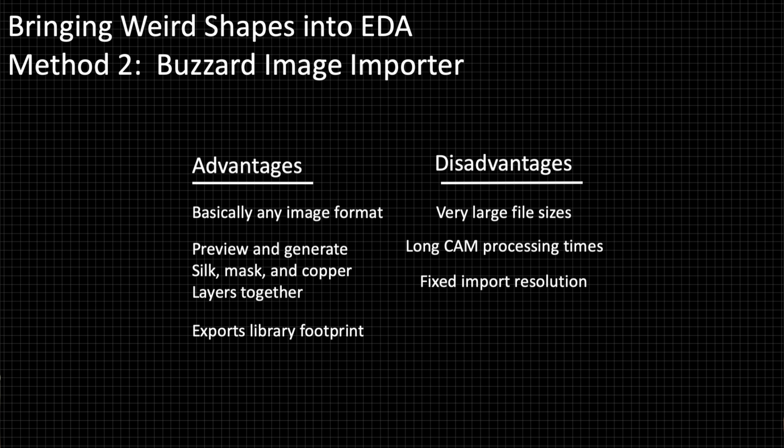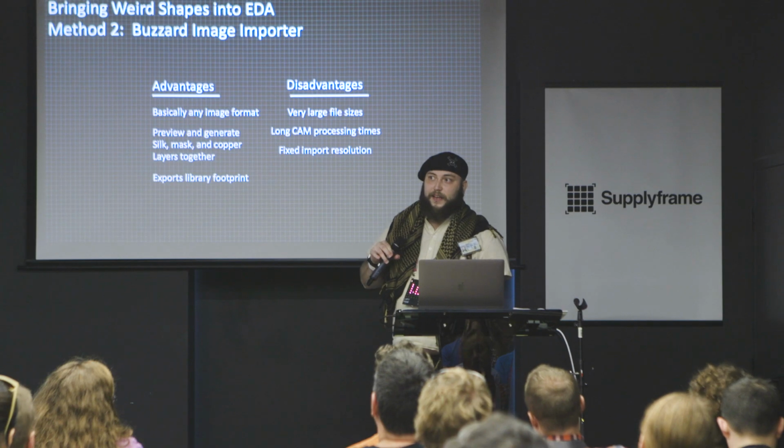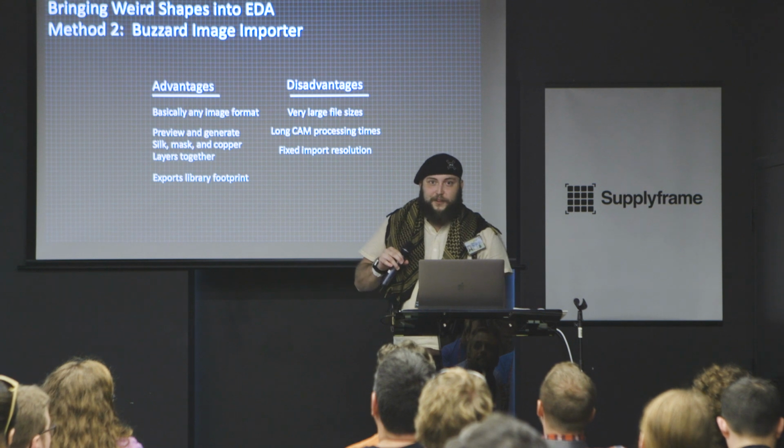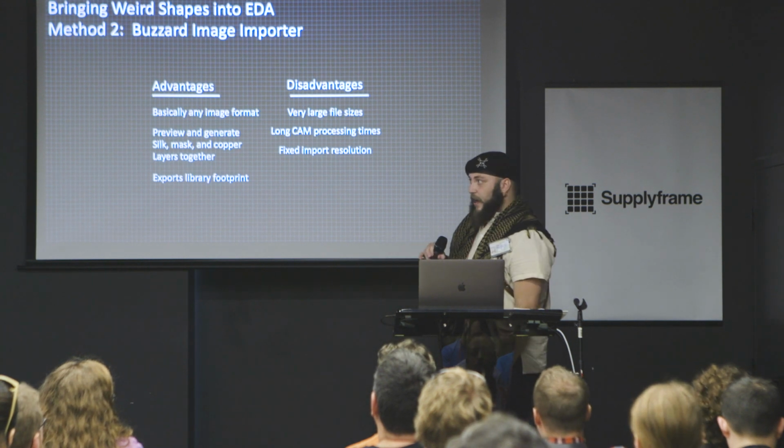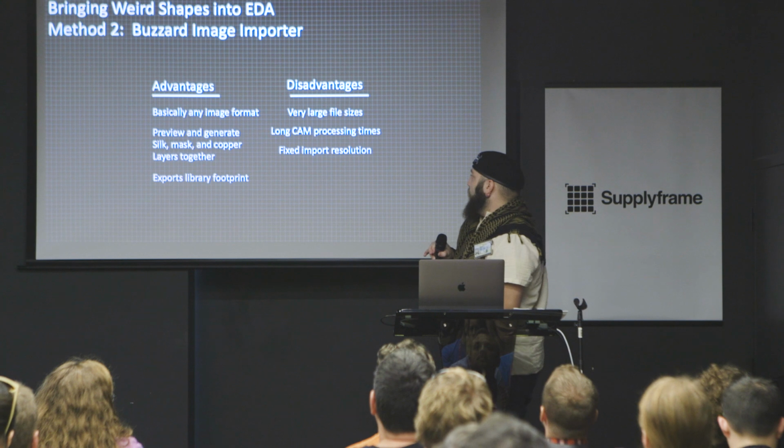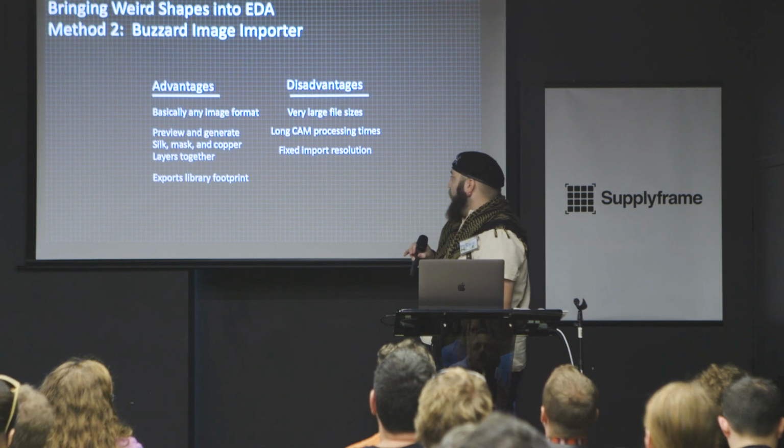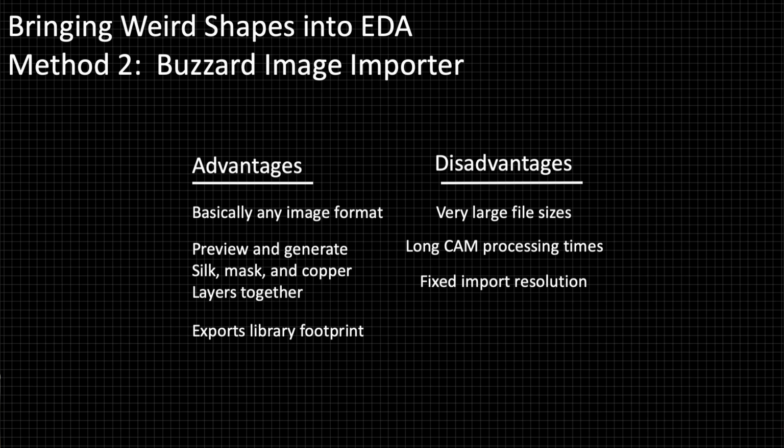Advantages of this, basically any image format. So it's all built on JavaScript, so anything that you can pull into a canvas object in HTML5, so any web-friendly image format, it'll open and turn into a rasterized image. It lets you preview and generate all three of those layers at the same time, so you can get a feel for what it's going to look like before you pull it into Eagle, and then finally it exports it, like I said, as a library footprint, so it's all one thing all mashed together.